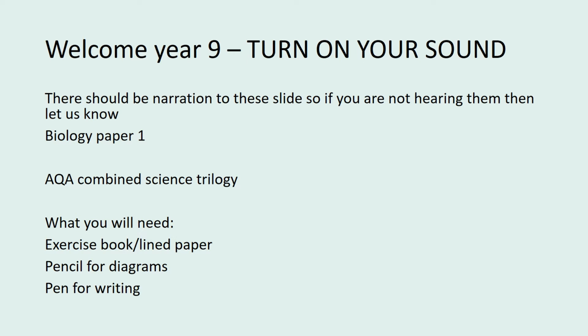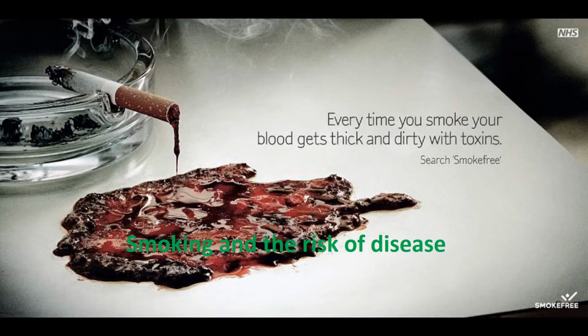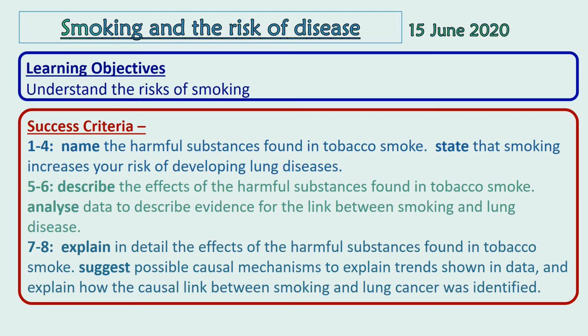We have nearly completed our lessons on health and disease. Today we are going to be looking at something in particular, which is smoking and the risk of disease. This does tie in with the non-communicable diseases and also what Miss Corbett did with you on risk factors for non-communicable diseases. So what do we need to take away from this lesson?